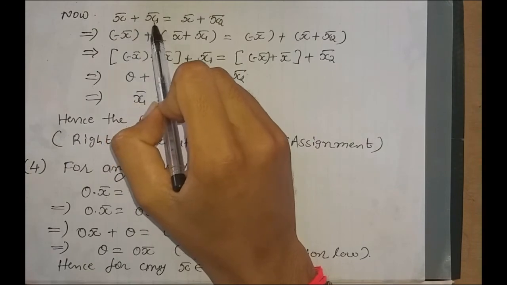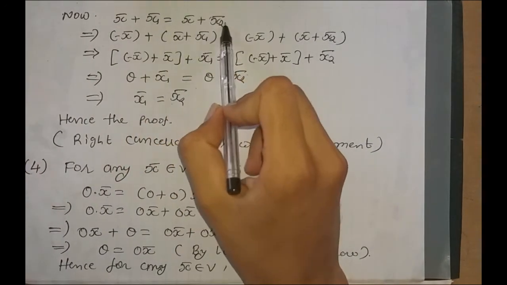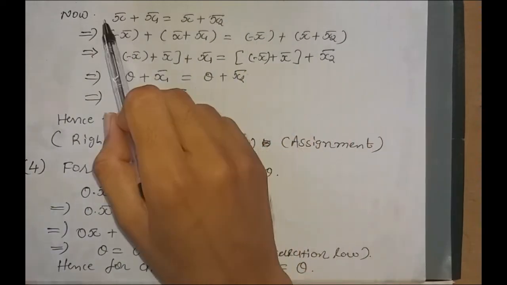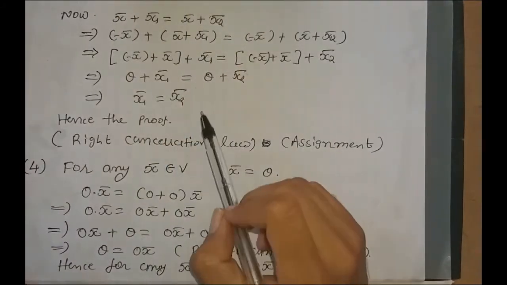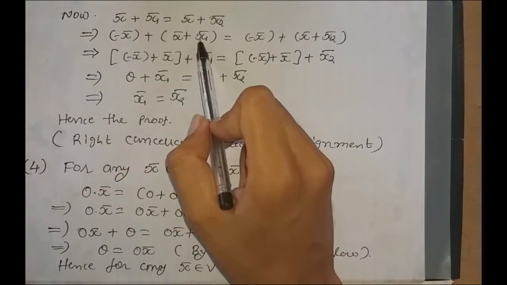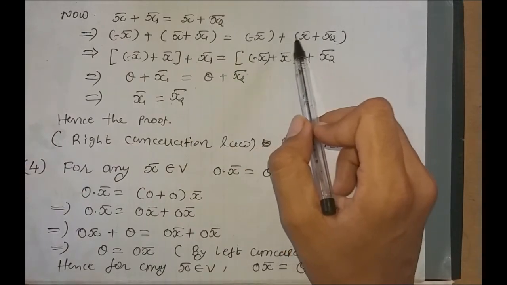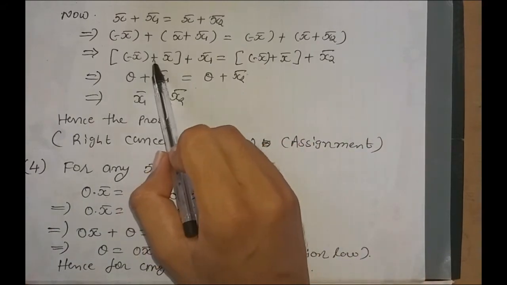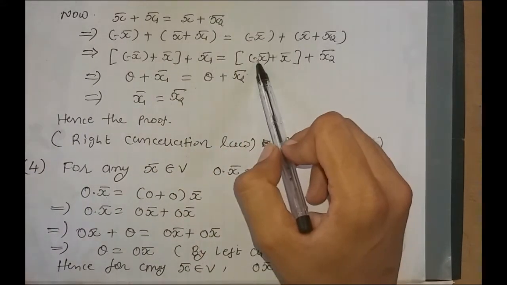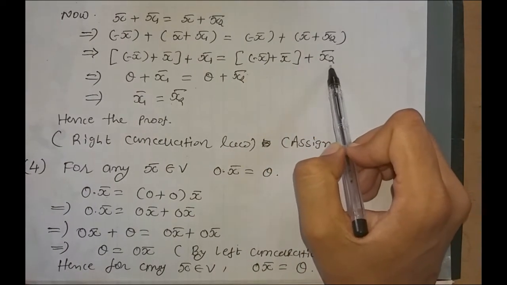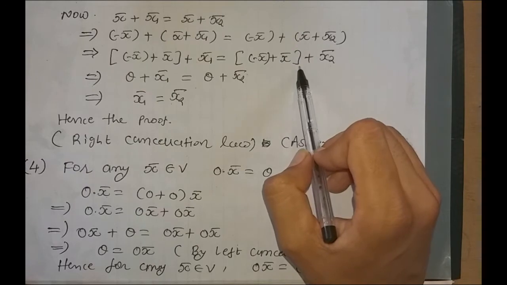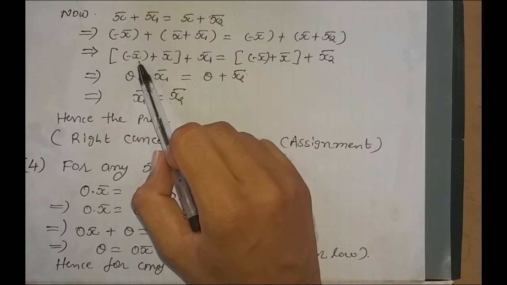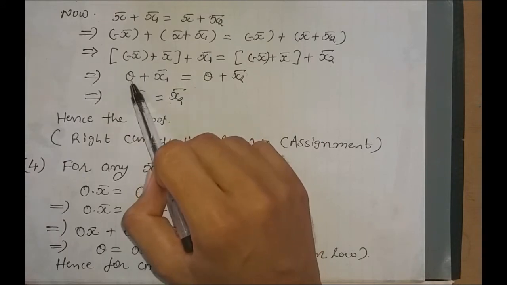Now x bar plus x1 bar is equal to x bar plus x2 bar. We already have this. Now add the opposite vector on both sides, the left hand side and also the right hand side. So we get minus of x bar plus x1 bar, minus of x bar plus x2 bar. Now apply the associative property. After applying the associative property, this is the vector addition of vector x bar and its opposite vector minus of x bar, so this gives the answer 0 vector.